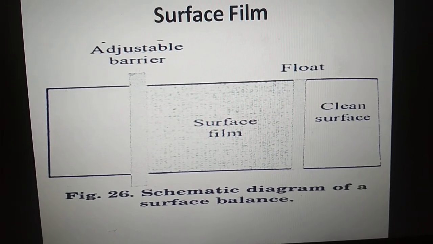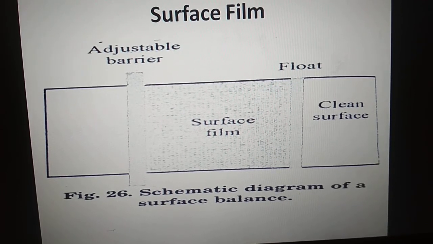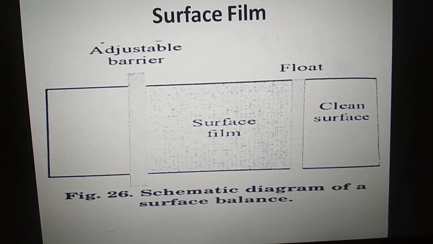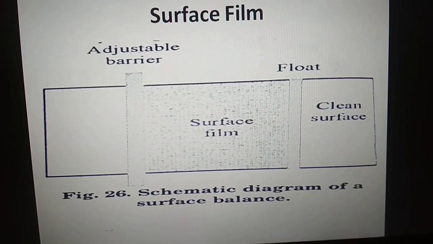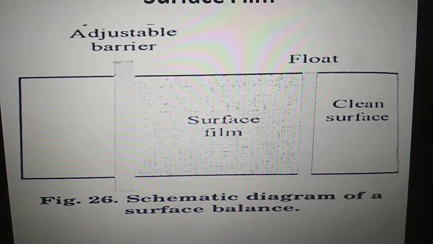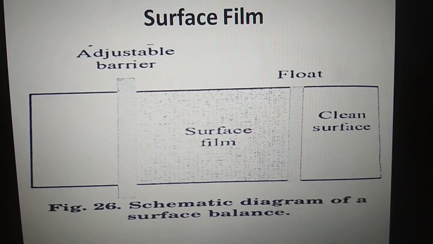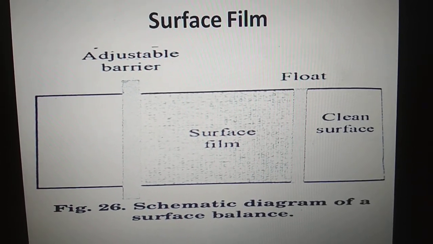There is enough evidence to show that when a slightly soluble substance is kept on a liquid-air interface, it may spread out to a thin, mostly monomolecular layer known as a surface film. This may be regarded as an extreme case of surface adsorption.